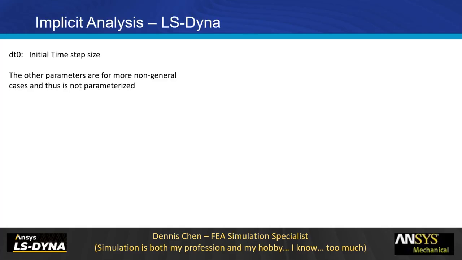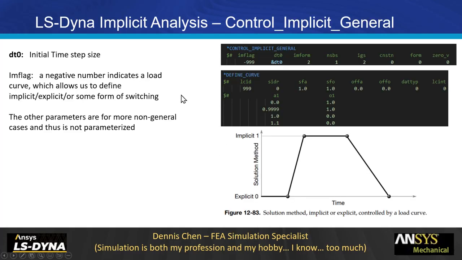So within implicit analysis, the first thing that I want to know is your initial time step size, which is this dt0 right here. This tells you what kind of time step you start with, right? So this is no different from the initial time step inside the static structural analysis inside Mechanical.